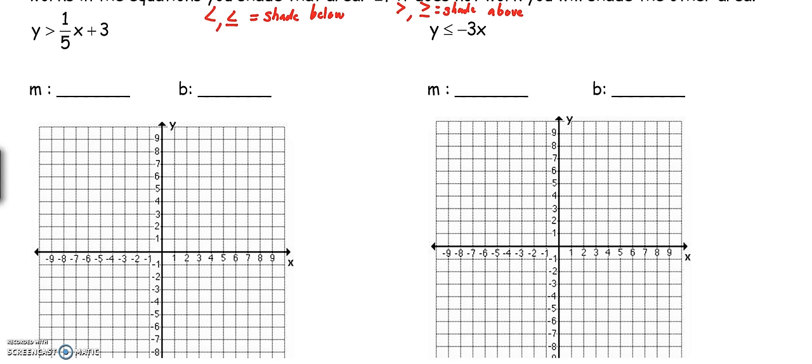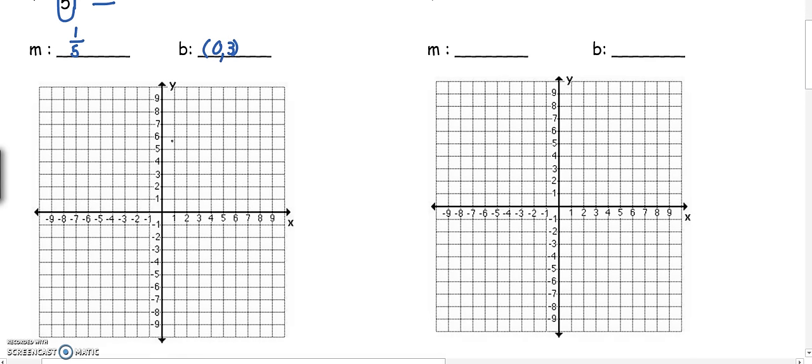The first problem, we have y is greater than 1/5 x plus 3. So my m is always the number in front of the x, so my slope is 1/5. My number by itself is my b value, 0, 3. So on my graph, I'm going to start at 0, 3. I'm going to use my slope, down 1, right 5.